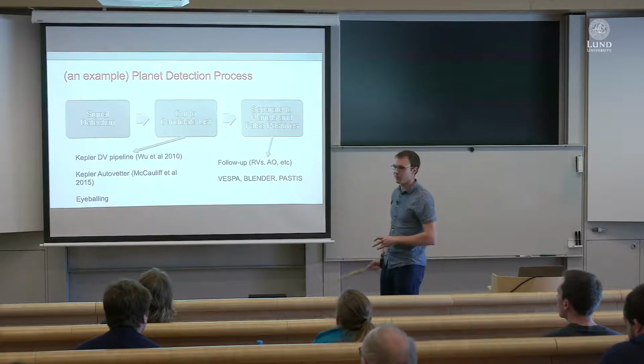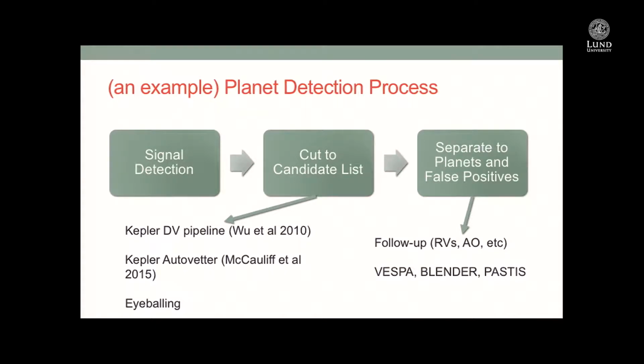The way we might do this, or work from this normally, is run some kind of signal detection algorithm. There are various ones out there, but looking for periodic signals. Cut it to some kind of list of planetary candidates, and that has typically been done initially by a lot of astronomers staring at a lot of data.